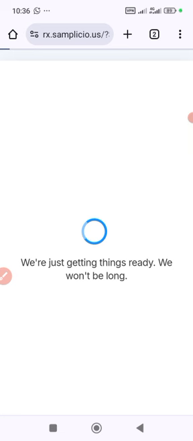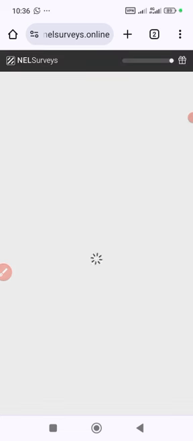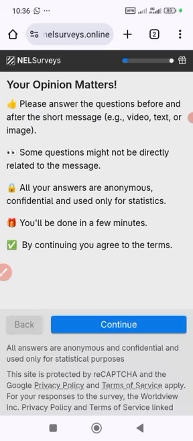So let's wait for it to load. This survey is hosted via Samplicio. This is the name of a panel, and you should get used to knowing some of these names, because each survey panel has its own method and pattern of answering questions. Now Samplicio has been redirected to Nell Surveys, so it has been routed back to Nell Surveys. Maybe this is where it originated from.